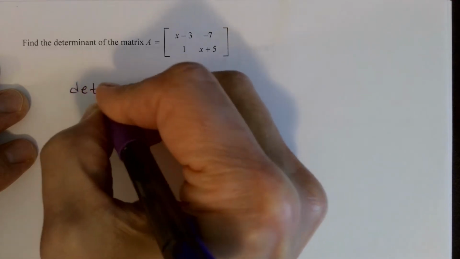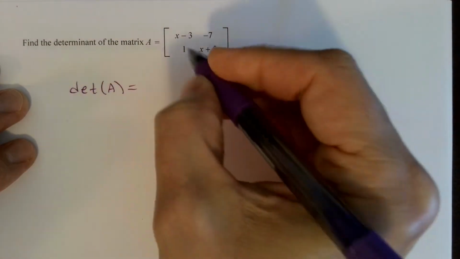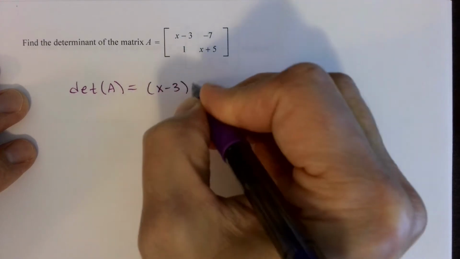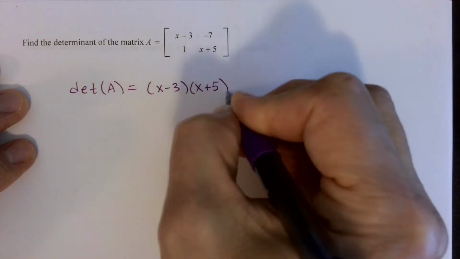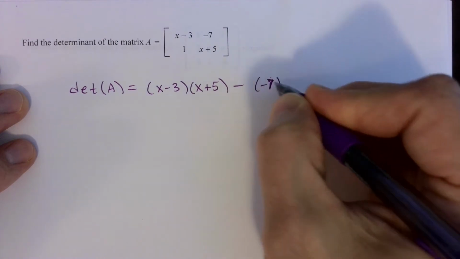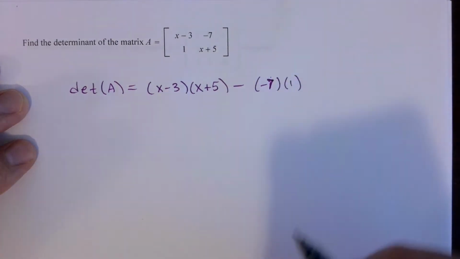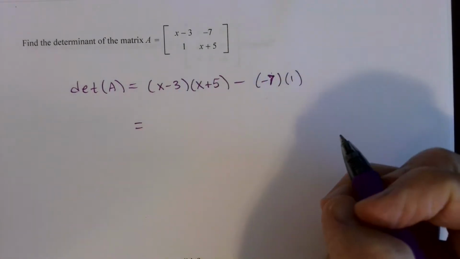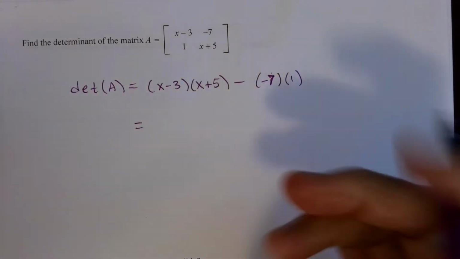The determinant of a 2 by 2 we know how to find, right? It's AD minus BC. And so what do I have here? Well, let's clean this up a little bit. Here it is, but let's clean it up.